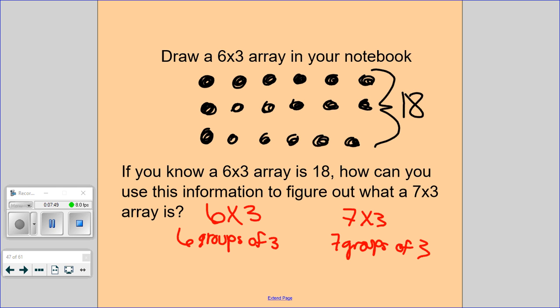Aiden? Not 1 more group of 6. Nope. Mason? 1 more group of 3. To get to 7 by 3, I need 1 more group of 3. So next to it, I want you to draw 1 more group of 3 and then circle it. We're adding 1 more group of 3 to our array and then we're going to circle it.